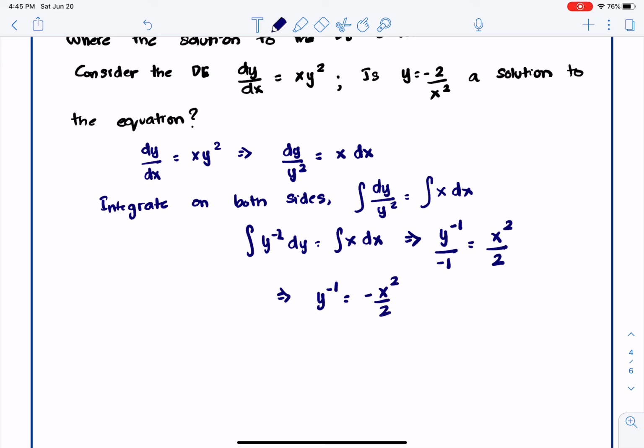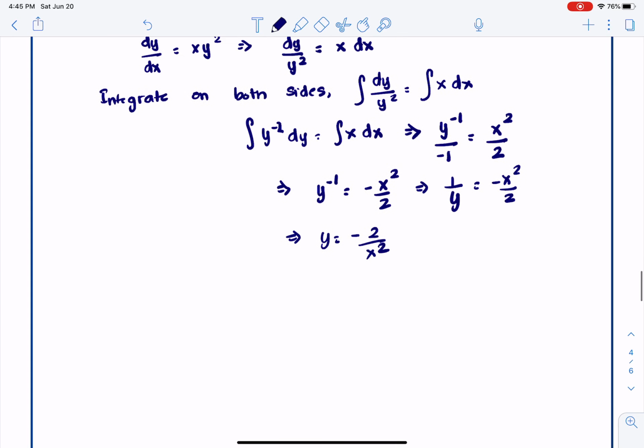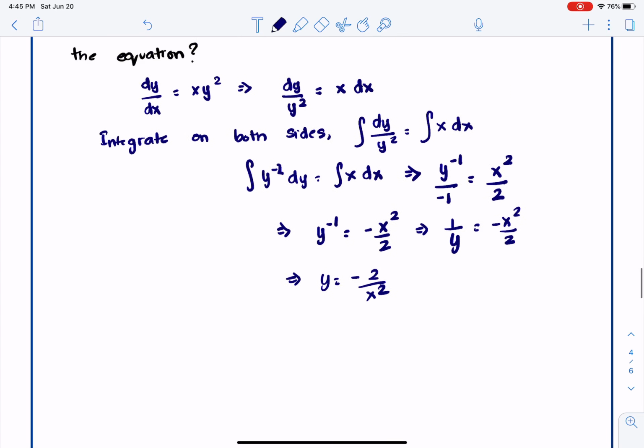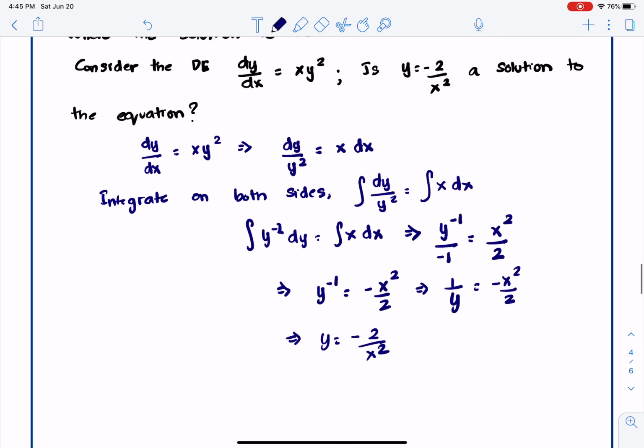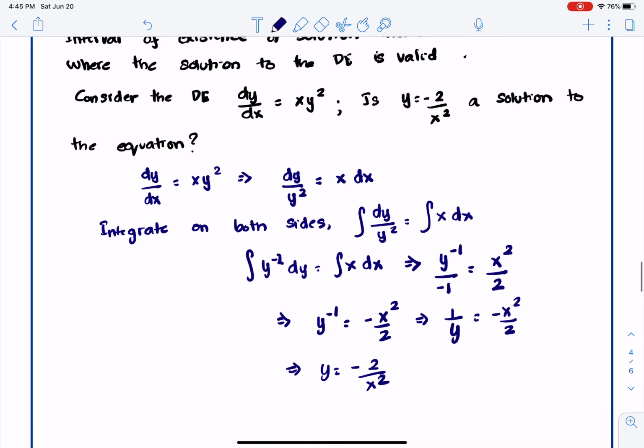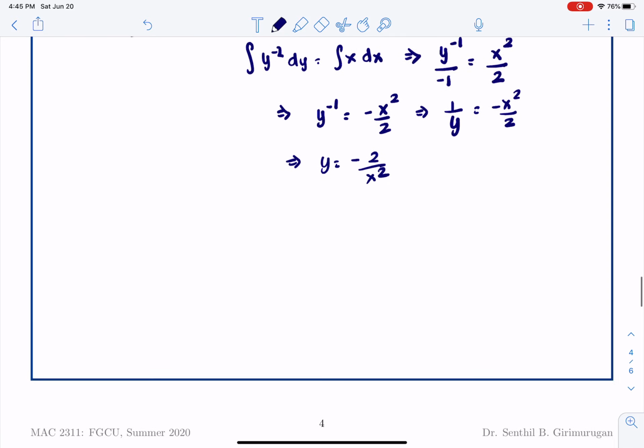I'm ignoring the constant of integration. Y raised to negative 1 would simply mean 1 over y, which tells us y is equal to negative 2 over x squared. Now I pretty much have shown you the way to find the solution to this particular equation. But is there a different way to verify this?